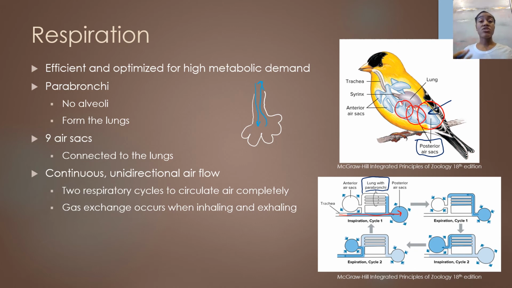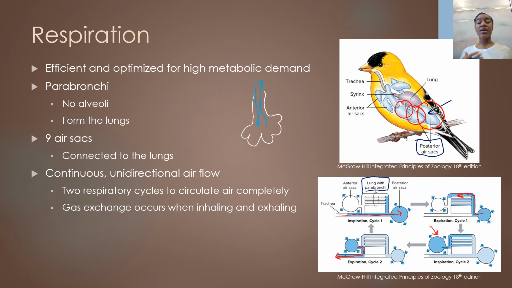And all these air sacs are attached to the lungs. So once the bird exhales, the air will move from the posterior air sac into the lungs. And the lungs, as we mentioned before, are composed of these parabronchi, and they're highly vascularized. So this is where gas exchange will occur. And from the parabronchi, the air will then move to an anterior air sac once the bird inhales again. So the bird inhales, the air moves to an anterior air sac, and then once the bird exhales again, the air will be moved from the anterior air sac through the trachea and then out of the body.